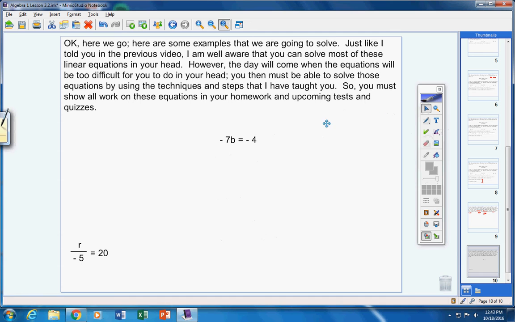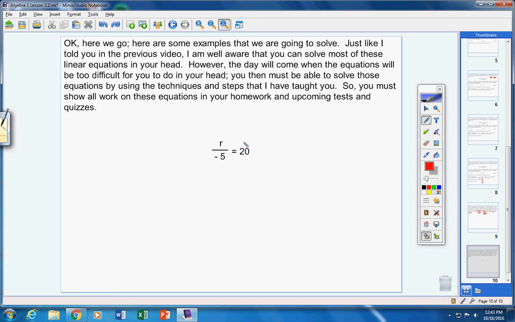And then last but not least, this equation here. Now let's take our time here, okay? Use your steps. Step 1, simplify both sides. Well, I can't simplify this side, and I cannot simplify this side. There's nothing I can do. On to step 2. Isolate the variable. In this case, the variable is an r. Isolate the r. Got it? I want to get r all by itself.